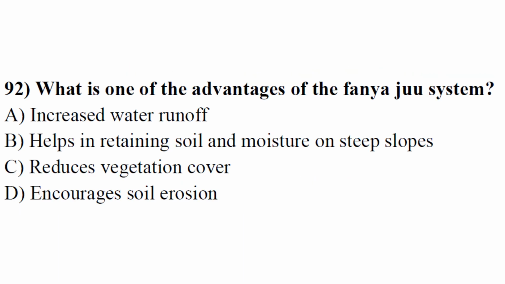92. What is one of the advantages of the Fanya geosystem? A. Increased water runoff. B. Helps in retaining soil and moisture on steep slopes. C. Reduces vegetation cover. D. Encourages soil erosion. Answer: B. Helps in retaining soil and moisture on steep slopes.